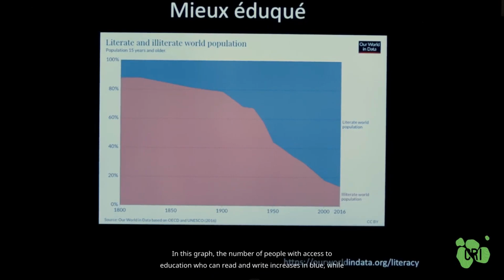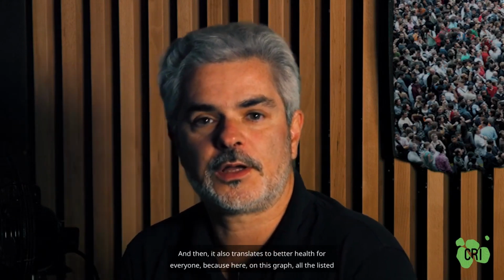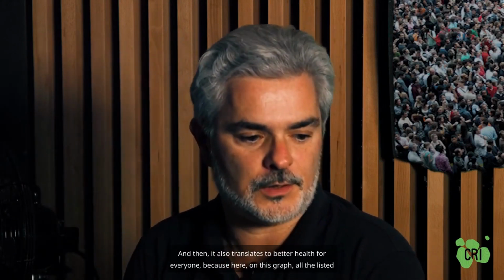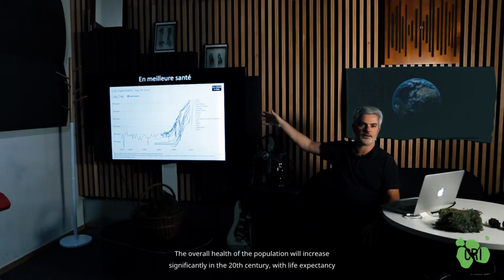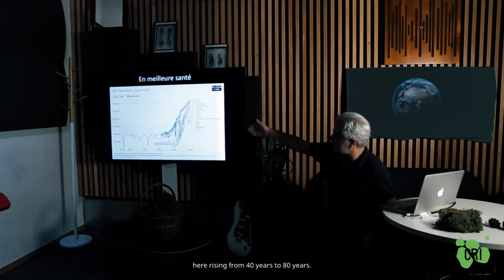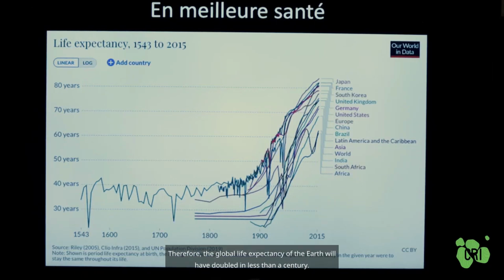In this graph, the number of people with access to education who can read and write increases in blue, while the number of illiterate people in red decreases. And then it also translates to better health for everyone, because here on this graph, all the listed countries follow this type of trajectory with a more or less significant delay. The overall health of the population will increase significantly in the 20th century, with life expectancy here rising from 40 years to 80 years. Therefore, the global life expectancy of the Earth will have doubled in less than a century.